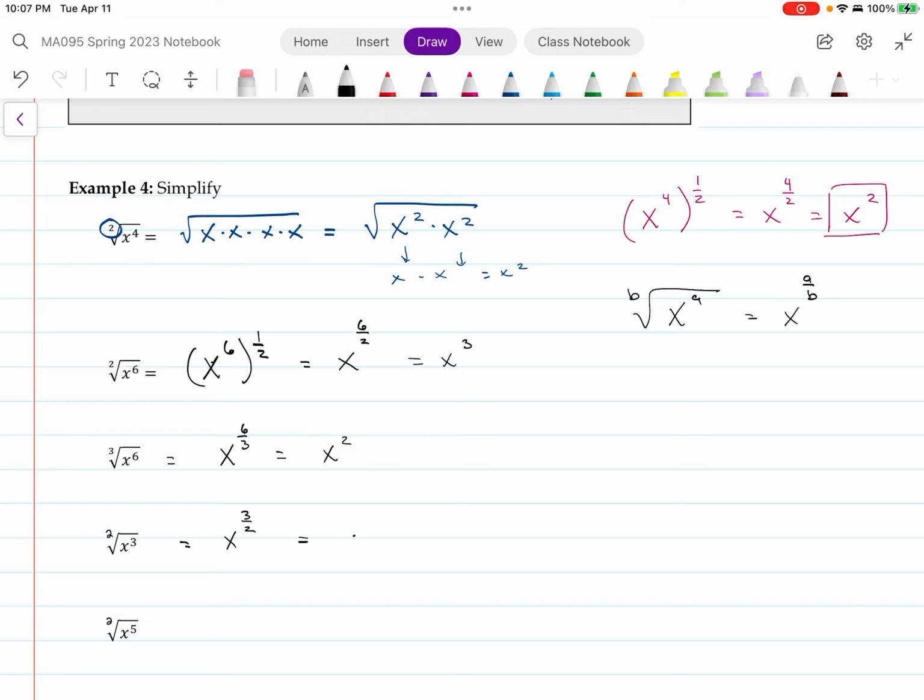So this is the square root of x cubed. I'm going to pull out an x squared and get an x. Now my x squared comes out and I get x square root of x, and that is considered simplified.